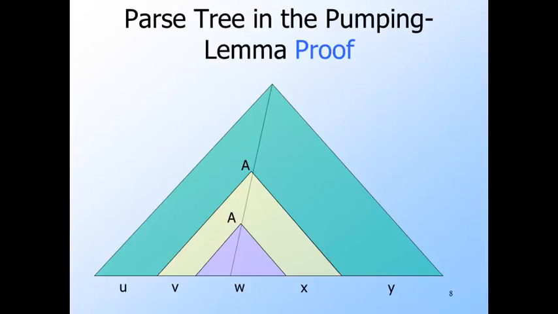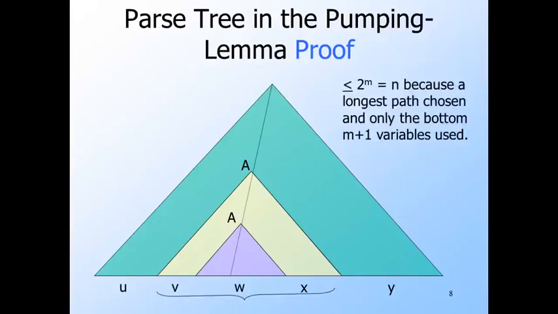The purple tree is rooted at the lower A, and the yellow tree, with the purple tree within it, is rooted at the upper A. Let W be the yield of the purple tree. V and X are the portions of the yield of the yellow tree that precede and follow W, respectively. And let U and Y be the portions of Z that precede V and follow X, respectively. Let's look at the yellow.